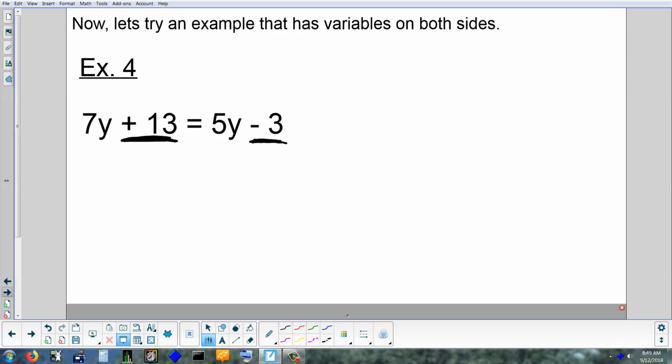So I want to move that. How am I going to move it? I want to take this, I want to match it up now. I want to take this and get it over here. So what do I have to do to it to get it from here to over here? What operation do I have to use?